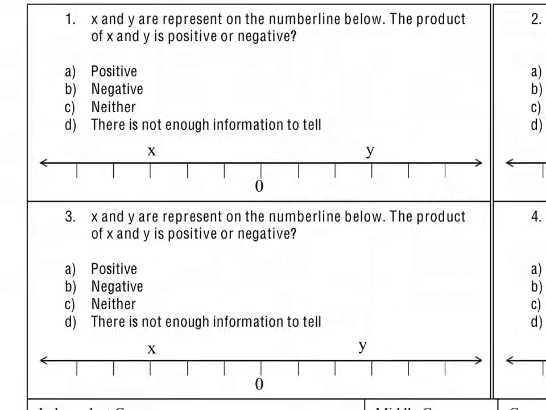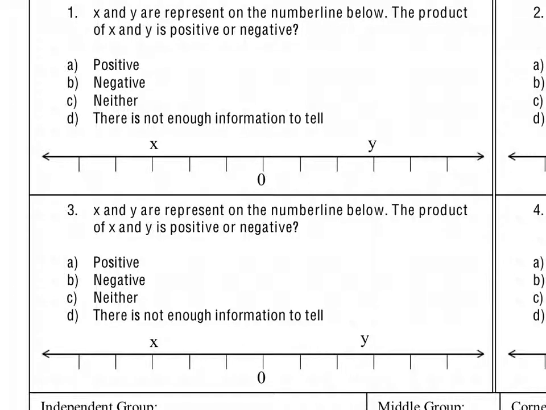Alright, let's go ahead and look at our do now. Looking at our do now, we have the product of a quotient of x and y. The product of x and y, that would be x times y. X is a negative and y is a positive. So quick review, that means that we're going to get a negative answer.